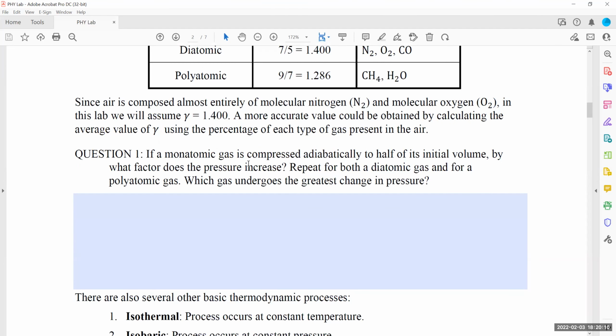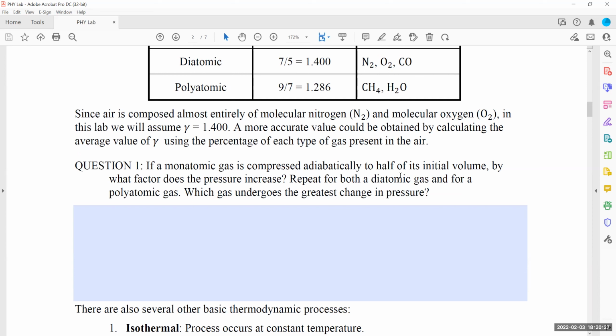If a monoatomic gas is compressed adiabatically to half its initial volume, by what factor does the pressure increase? Repeat the same calculation for a diatomic gas, namely gamma changes. So the first case, you're going to use gamma equal to 1.67. The second case, you're going to use gamma equal to 1.4. In the third case, you're going to use roughly gamma equal to 1.3. Which undergoes the greatest change in pressure?